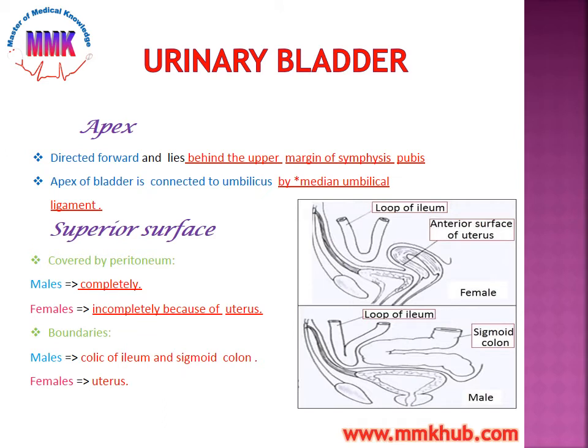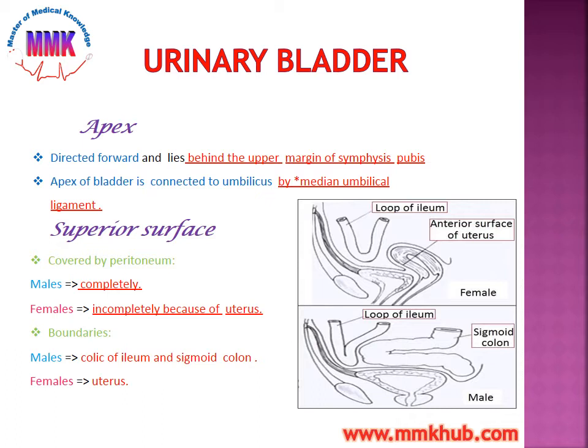Apex of the bladder. Apex of the bladder is directed forward and lies behind the upper margin of symphysis pubis. Apex of the bladder is connected to umbilicus by median umbilical ligament. Superior surface. Superior surface of the bladder is covered by peritoneum. In males, it is covered completely, while in females, it is covered incompletely because of uterus.